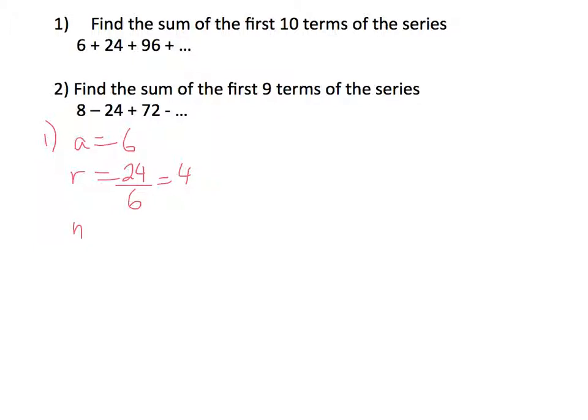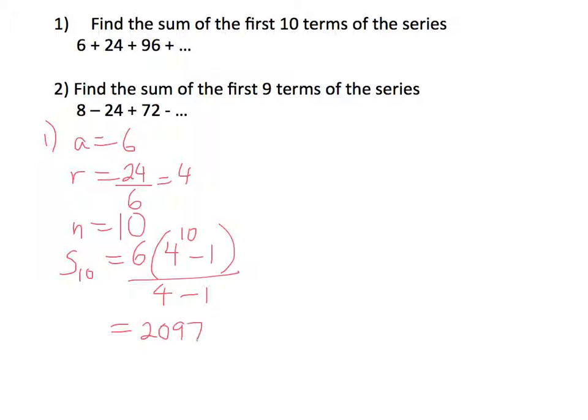And n is 10, since the question is asking us to find the sum of 10 terms. Just substituting into the formula, A times R to the n minus 1, all over R minus 1, and putting that in your calculator, you will get 2,097,150. So that's the sum of the first 10 terms of that series.